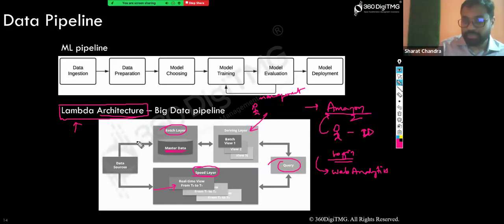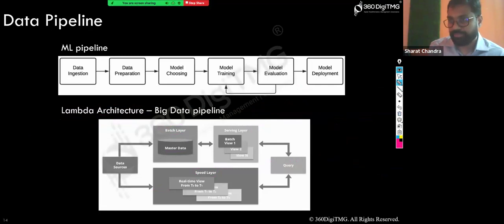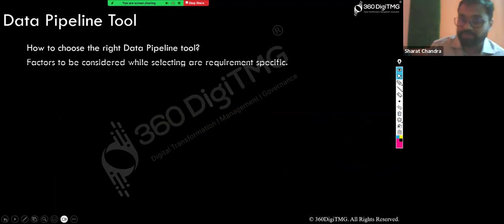Why is it called Lambda? Because of these two different sources. We will have a batch layer, we have a speed layer, and that gives you the result. This is, let's say, the batch layer, and this is called the speed layer. And what we get is the serving layer. Serving is nothing but the end user results. Whatever the design, you basically see that Lambda shape. Hence the name Lambda. So we will be trying to learn these kinds of architectures as part of the pipelines.